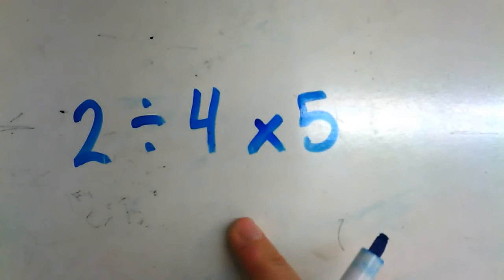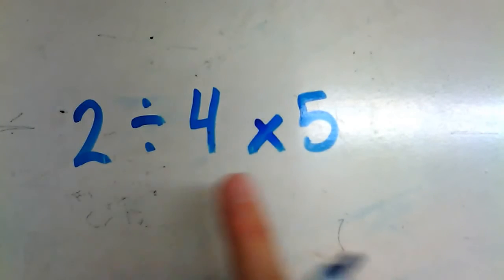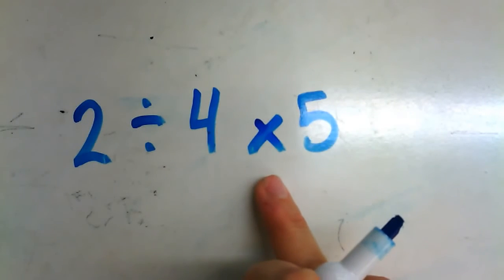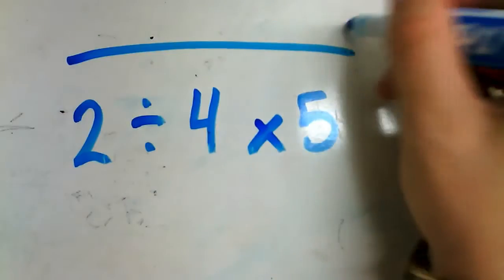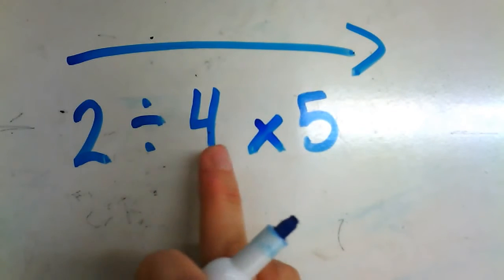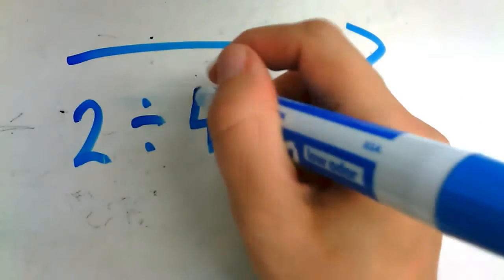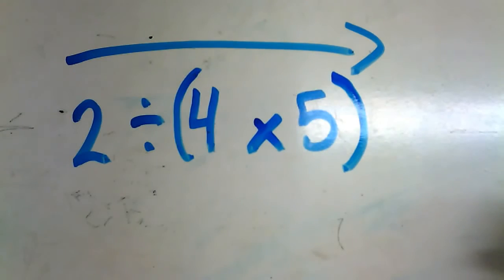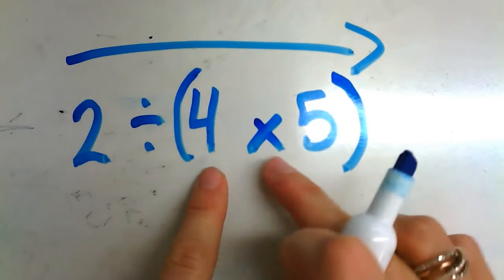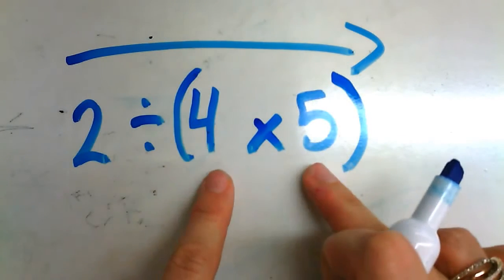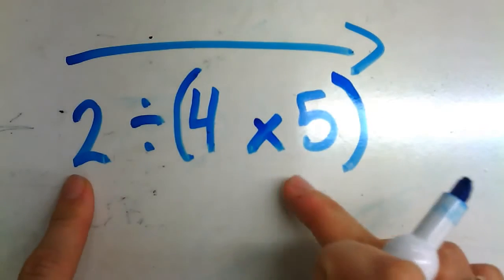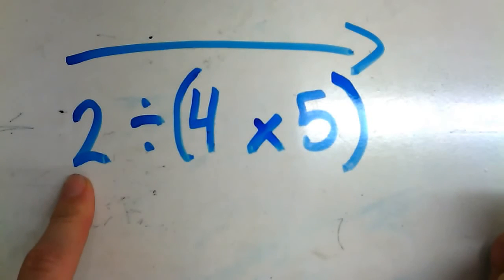If we do order of operations, and I have a division and a multiplication, then I have to do it from left to right, which means I would do 2 divided by 4 first. But that's not what it says on my sheet. It says multiply 4 and 5 and then divide 2 by the product. So I'm going to need to put that parentheses. Now I have the product 4 times 5. And then I'm going to take that, I'm going to do 2 divided by that product. And that's where we want to go for our answer.